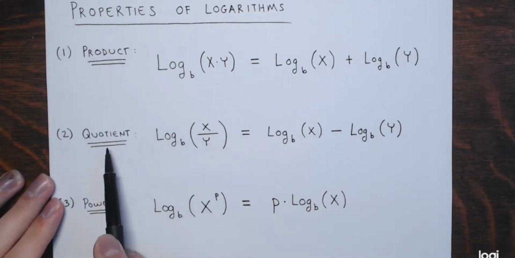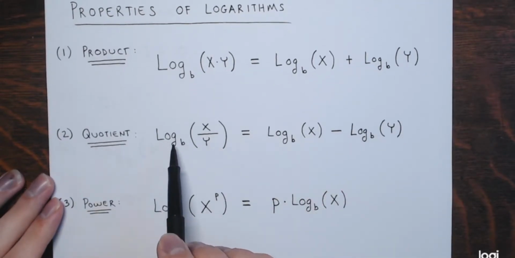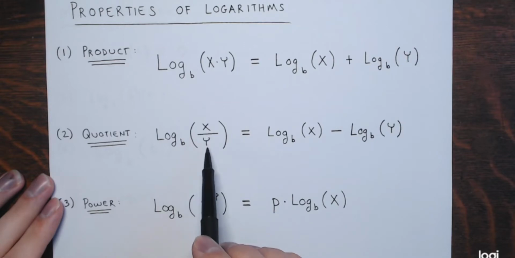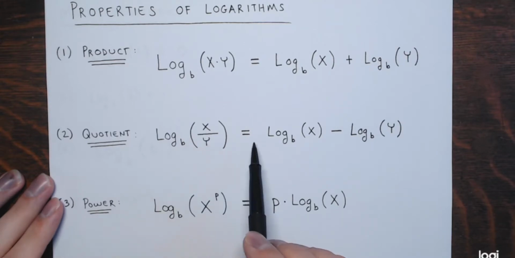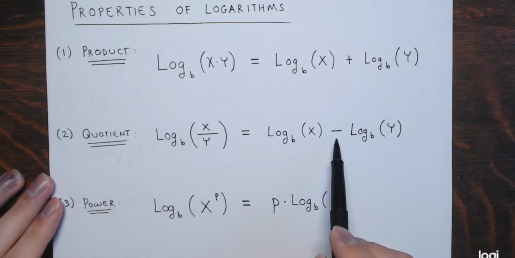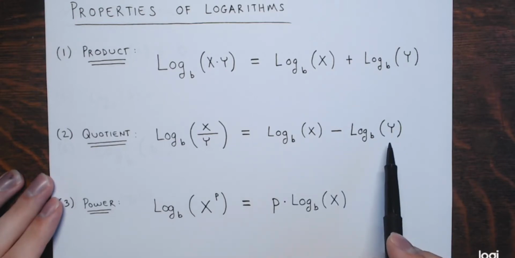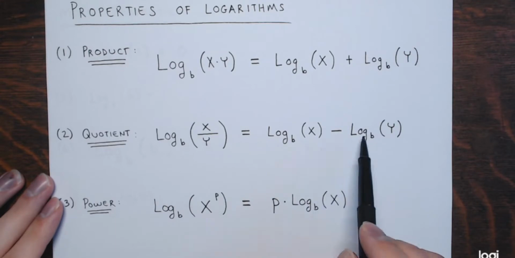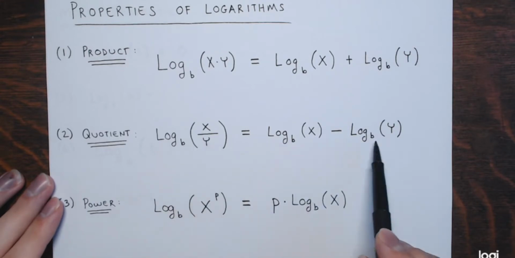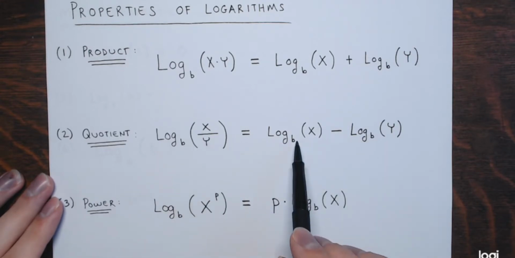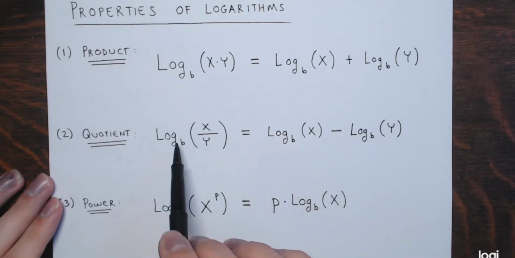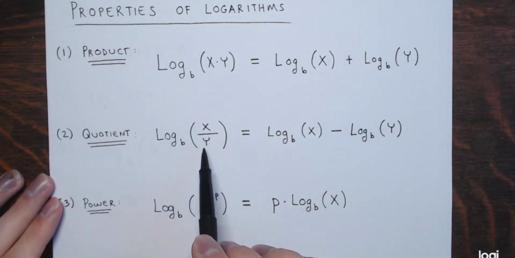The quotient property, the logarithm of a quotient, a fraction, is equivalent to the log of the numerator minus the log of the denominator, right? The difference of 2 logs. And then the other way around is, if you see the difference of 2 logarithms, you can put it together as a single log of a fraction.